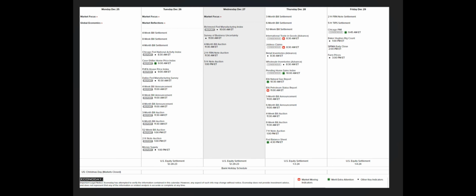All right, then we move on to Thursday, December 28th, which is tomorrow. We have international trade in goods, jobless claims. Those are kind of good to look at. Retail inventories, wholesale inventories, pending home sales index, EIA natural gas report, and the EIA petroleum status report. Fed balance sheet, no FOMC minutes at all this week, so you can rest easy on that.